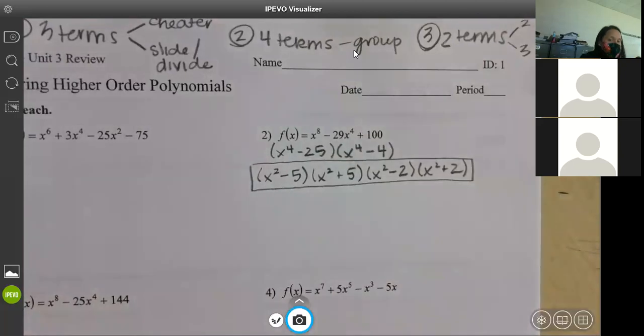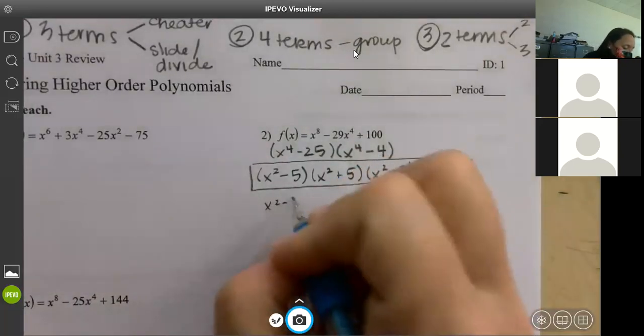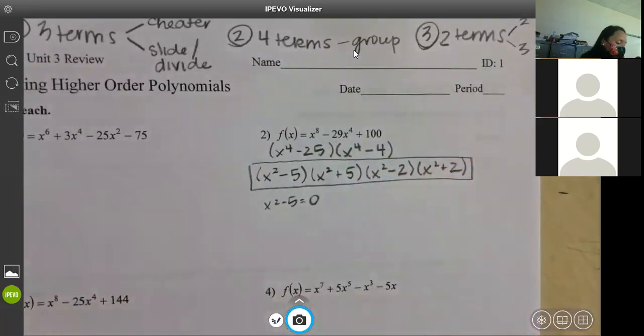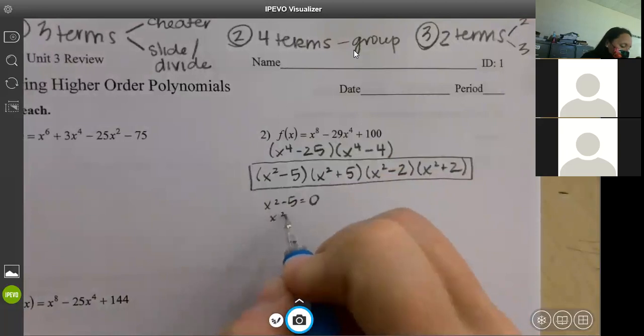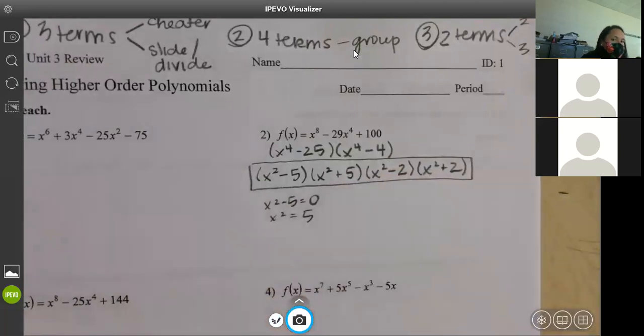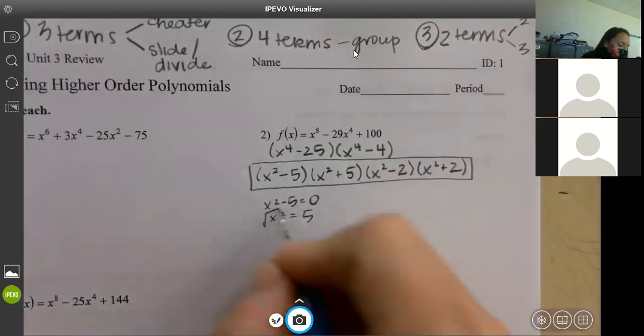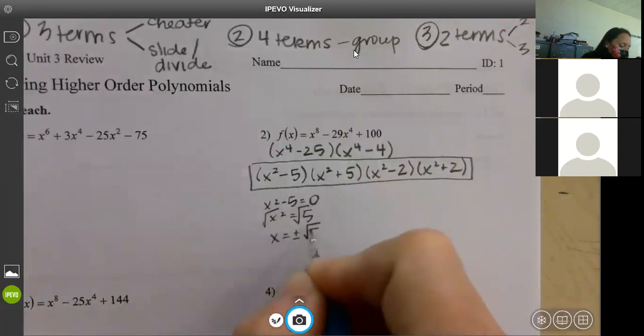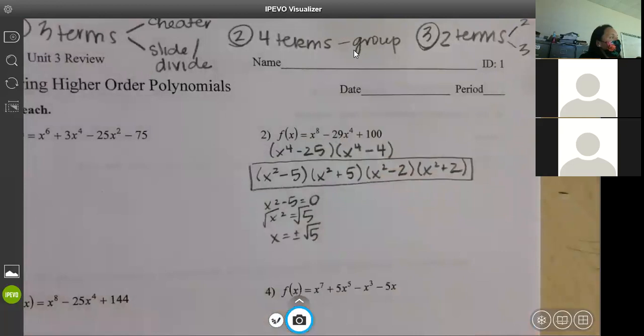So there's your factor. If you had to solve it, you would take each factor. This is last night's homework. You take each factor, set it equal to 0. I would add 5. And then I would take the square root, and remember that there are two solutions to a square root problem, a positive and negative. So there are 2 of my 8 answers.